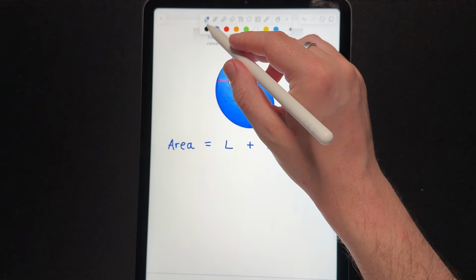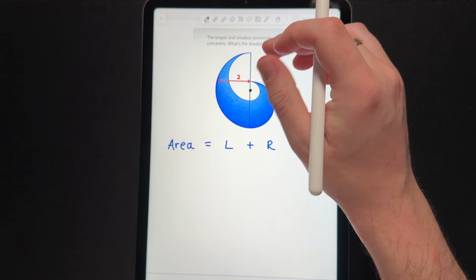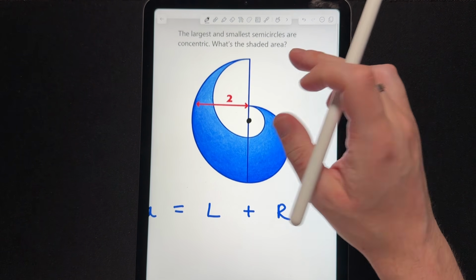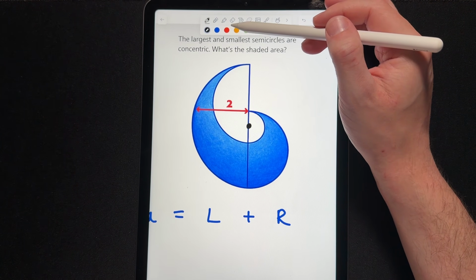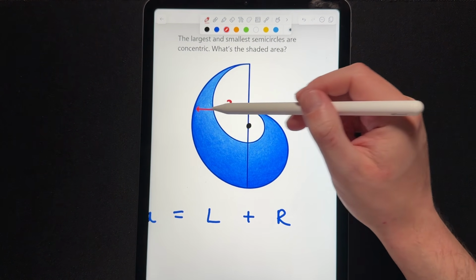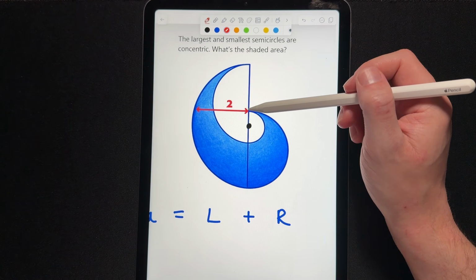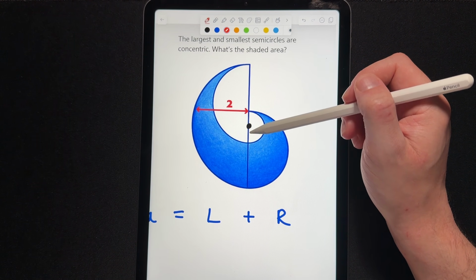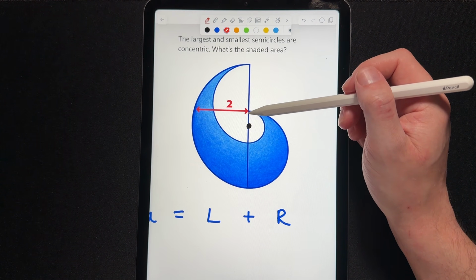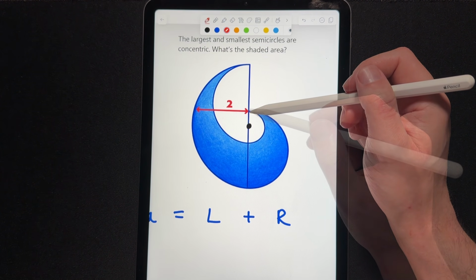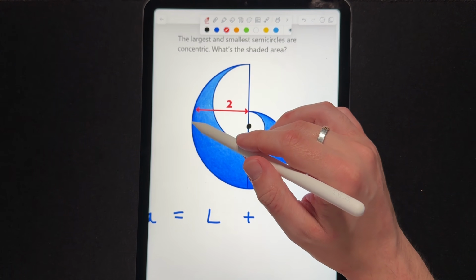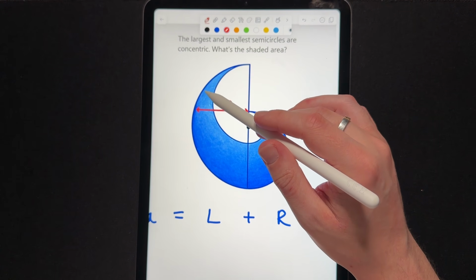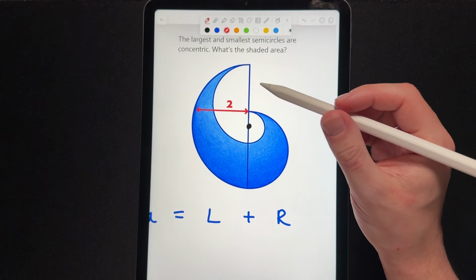However, let's start by labeling some things on our diagram. So let's zoom in a little bit. Firstly, there are a few things we can label, and I'm going to do this in red because we have the value 2, which is from the end of this little tail, or if you like, one of the edge points at the end of the radius of the smallest semicircle, to this end point over here. It's on the perimeter, or the circumference, of this semicircle.